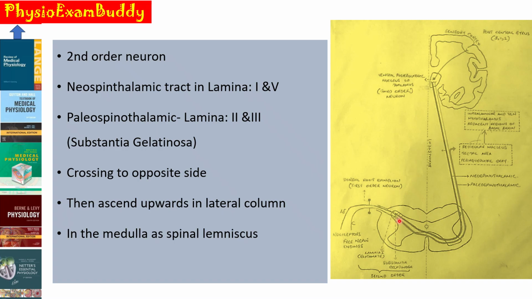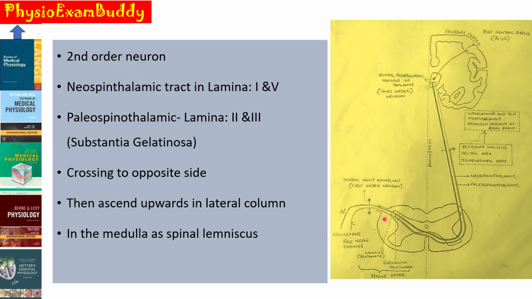And now what happens to this second order neuron? It will cross to the opposite side at the level of the spinal cord itself, and you can see here that both these tracts will ascend upwards through the lateral column of the spinal cord, and will enter into the medulla as the spinal lemniscus.